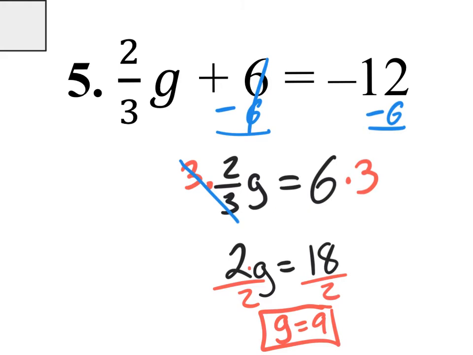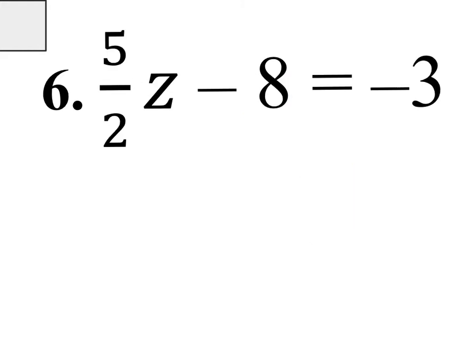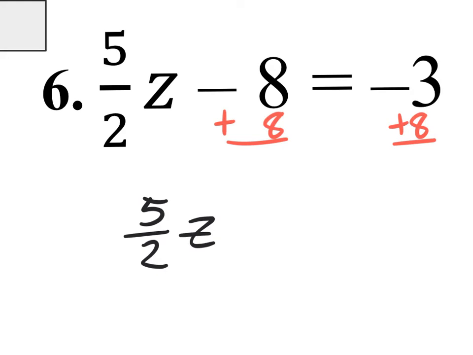And again, I know I'm going super fast here. Feel free to pause and rewind so you could jot everything down. Numero 6. All right, let's get rid of that minus 8 by doing the opposite, which would be plus 8. What you do to one side, you do to the other side. What do we have here? We have 5 over 2z equaling minus 3 plus 8. You owe 3, you have 8, you're going to have 5 left over.